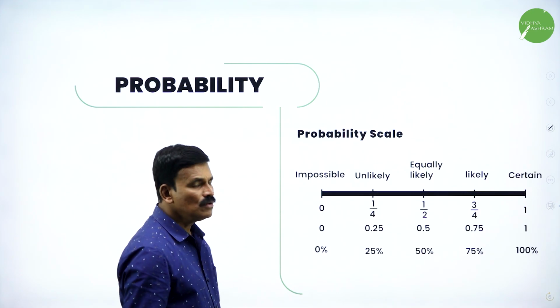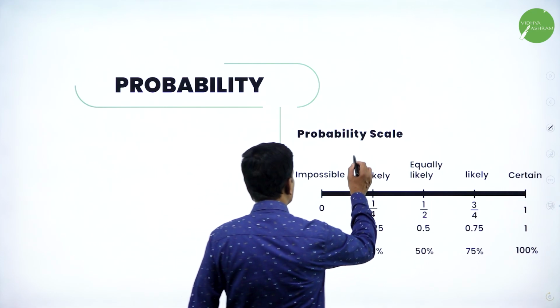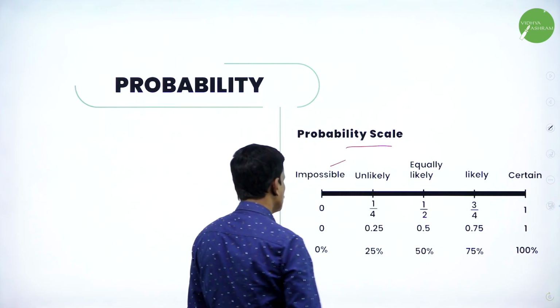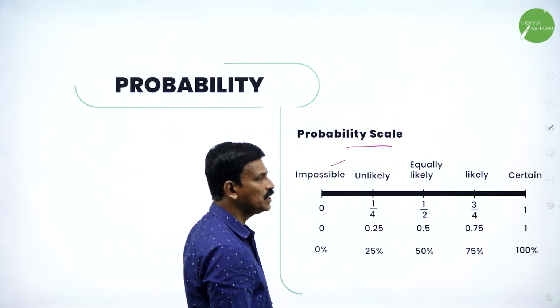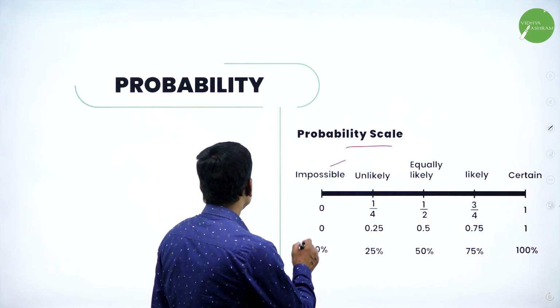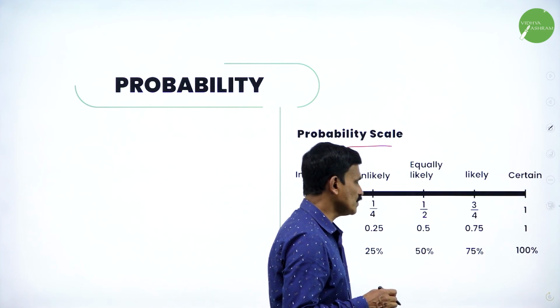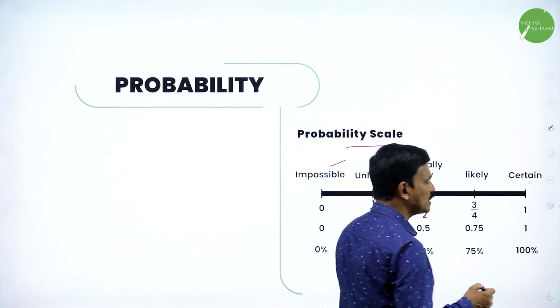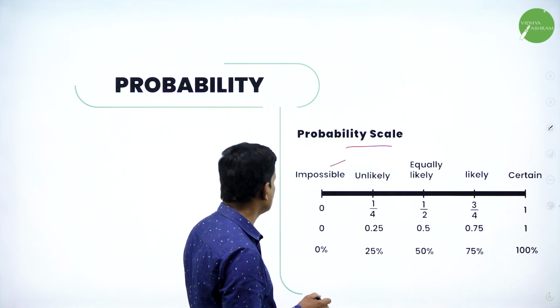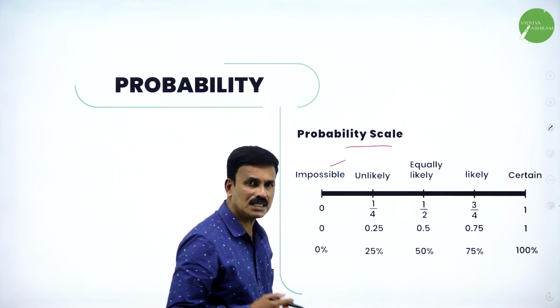Now let us know about the probability scale. What does this probability scale refer to? What are the possible things? That is impossible events, unlikely events, equally likely events, likely events and certain events. So impossible, unlikely, equally likely, likely and certain events.